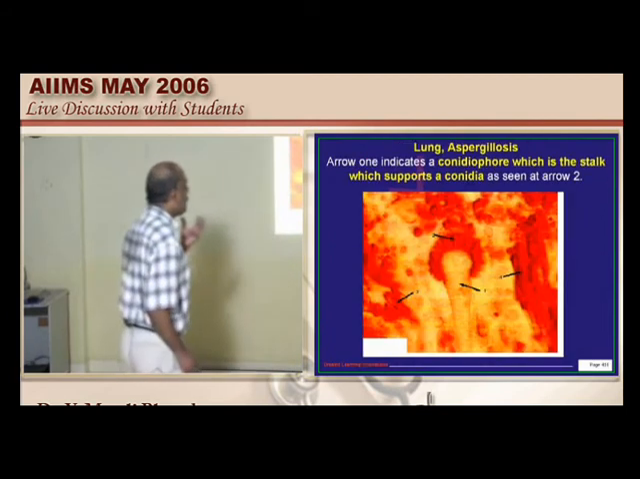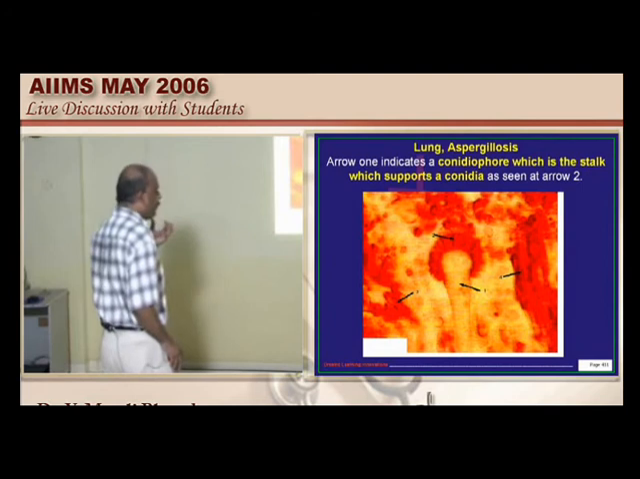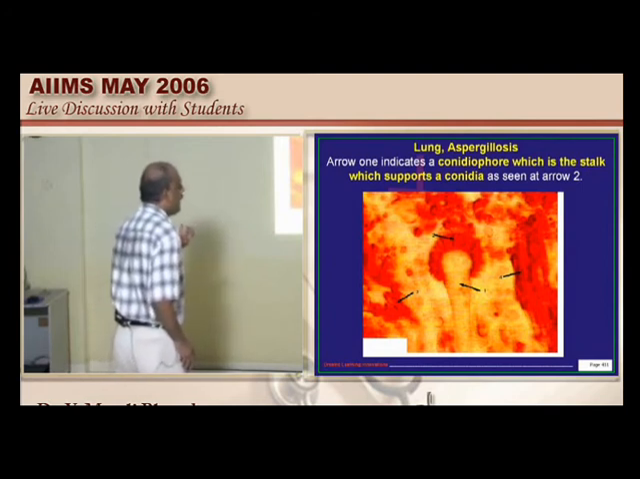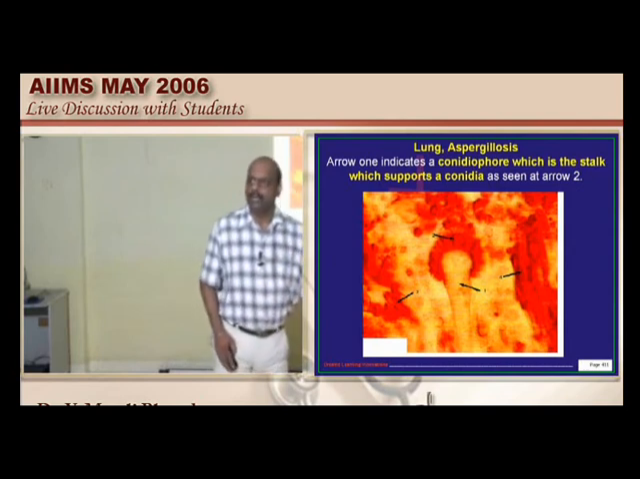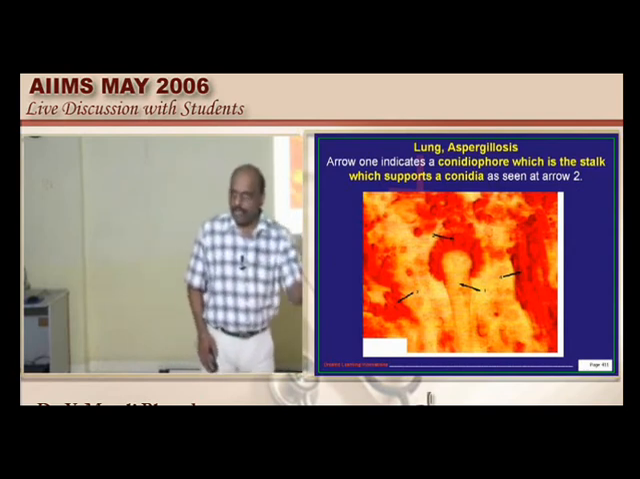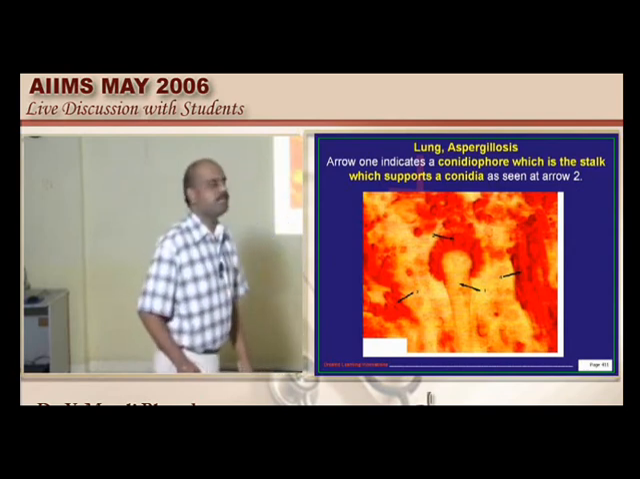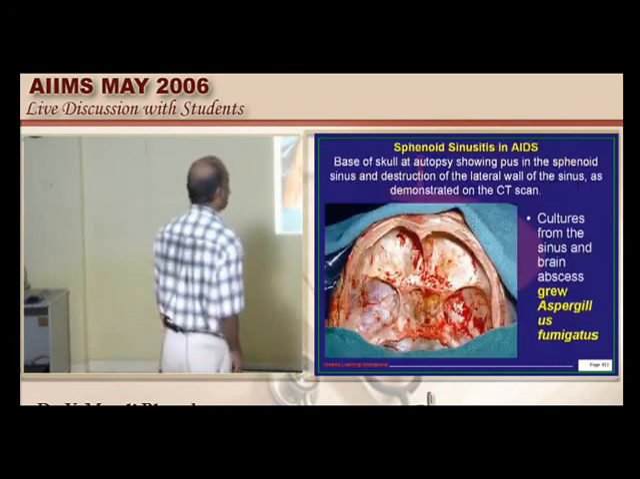In Aspergillus microbiology, you need to remember the conidiophore, which has a lot of conidia. One more important favorite question of the examiner: that fungus with a lot of conidiophore formation in an immunocompromised individual, Aspergillus should not be forgotten.